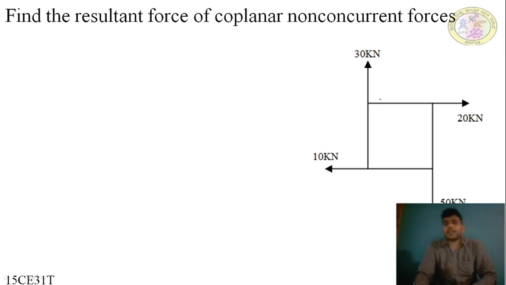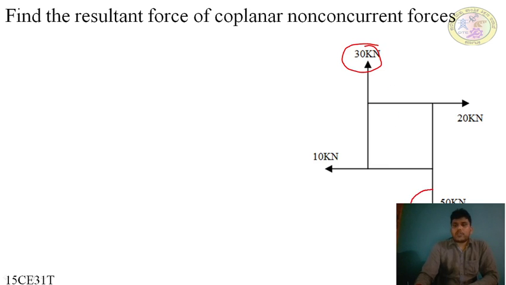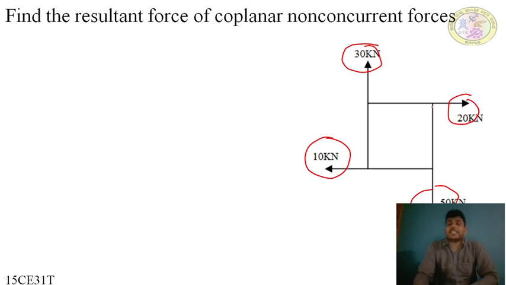This is an example of non-concurrent forces, where all the forces are not intersecting. Any two forces are intersecting here, but all the forces are not intersecting at a single point. 30 kilonewton is a vertical force, and 50 kilonewton is also a vertical force. 20 kilonewton is a horizontal force. 10 kilonewton is a horizontal force. There is no inclination at any angle.